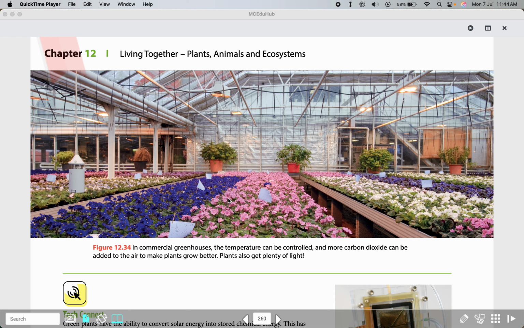Here again, and today I want to talk to you about the concept of limiting factors. Okay, so let's take a look at this greenhouse. As you all know, a greenhouse is where you can grow plants in a controlled environment, and within this greenhouse you can control a few things. Firstly, you can control the temperature. You can control the amount of carbon dioxide, and you can also control the amount of light that the plants will receive.